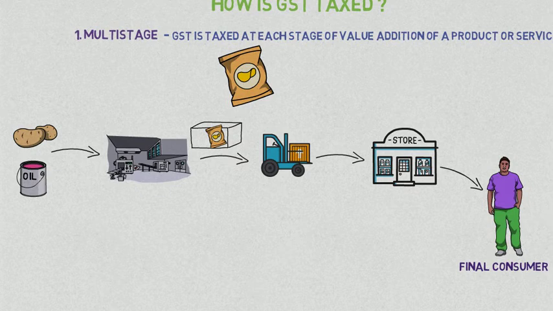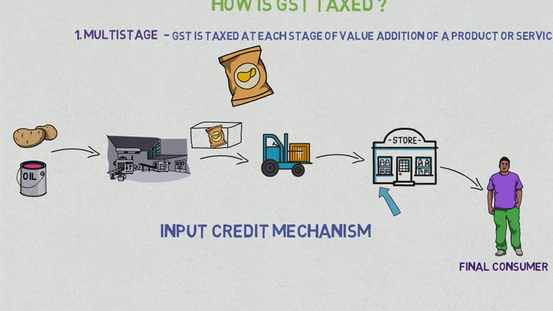All the involved agents except the final consumer can claim input tax credit. That is, the retailer can claim the input tax paid to the wholesaler, the wholesaler can claim the input tax paid to the manufacturer, and the manufacturer can claim the input tax paid to the raw material suppliers. So the final price of the product is not inflated like in the earlier tax system, and the cascading effect of tax on tax is resolved.